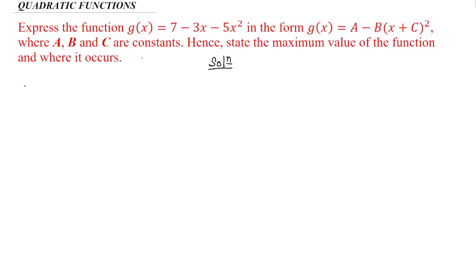All right, so we have g of x as 7 minus 3x minus 5x squared. First, I need to rearrange this, and this gives me negative 5x squared minus 3x plus 7. Then from x squared and then negative 3x, I'm going to factorize the coefficient of x squared, and this gives me negative 5 times x squared plus 3 out of 5x, then plus 7.